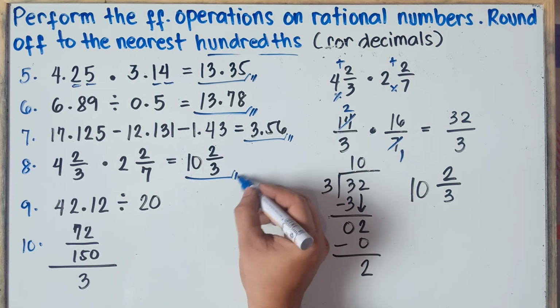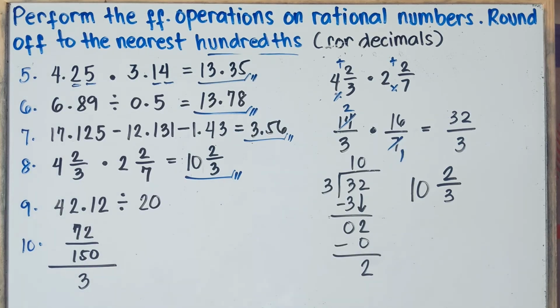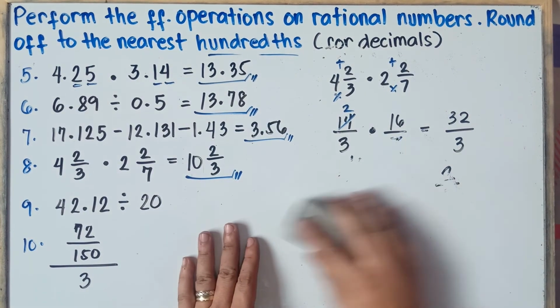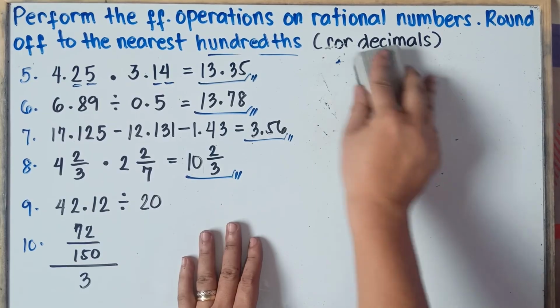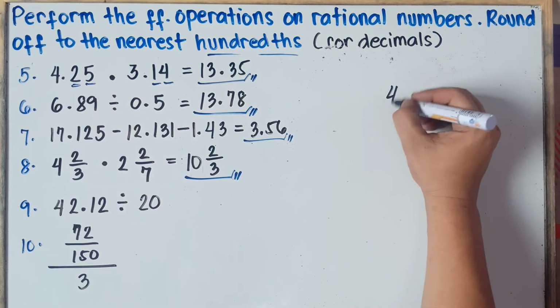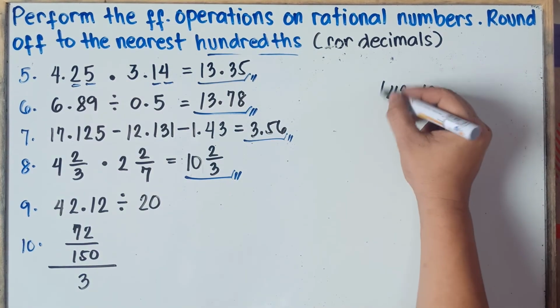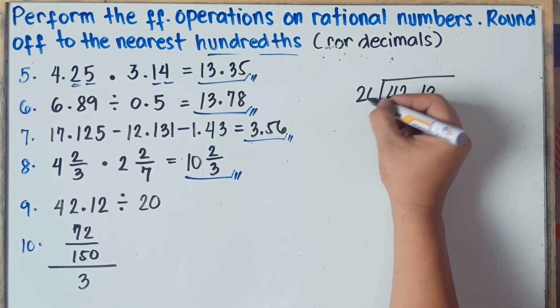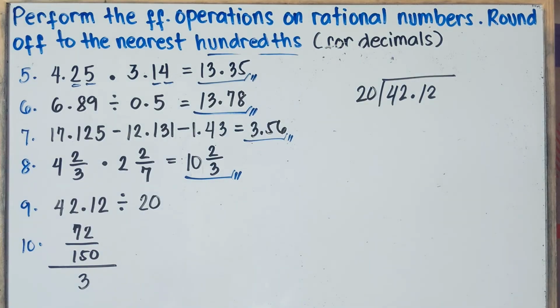Alright, all set for this one, class. Alright, let's try number 9. So we have, once again, dividing decimals. 42.12 divided by 20. So check, class, do we need to move the decimal point left to right for this one?